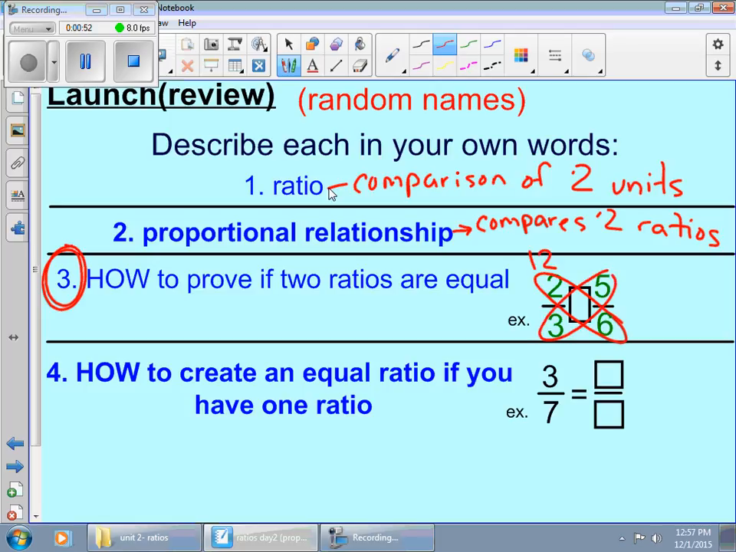And then 3 times 5 is 15. Since 12 is not equal to 15, 2/3 is not equal to 5/6. So those ratios are not proportional, 2/3 and 5/6.